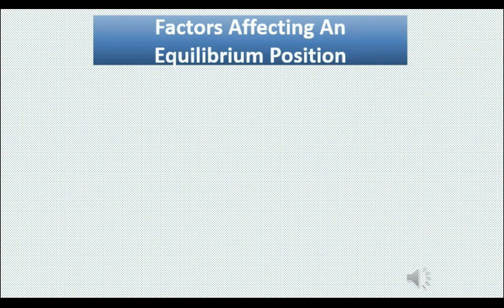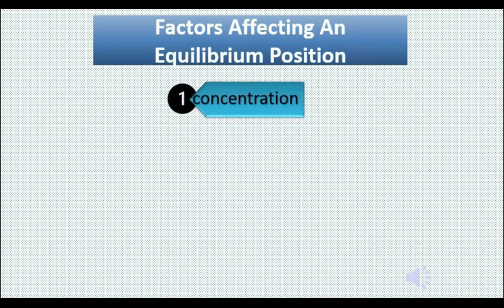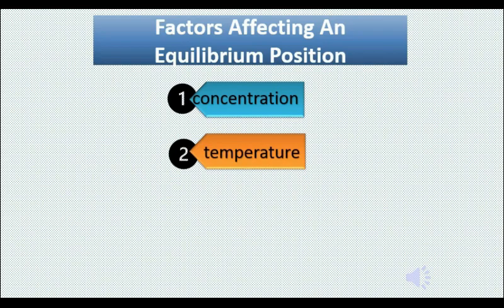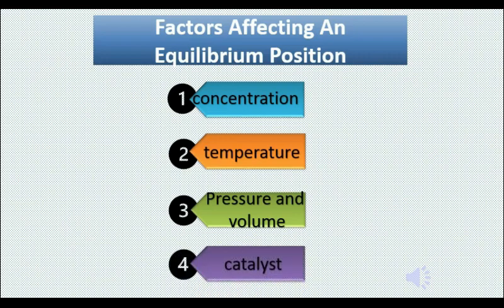As we already looked at in objective 6.3, Le Chatelier's principle, there are factors that affect an equilibrium position. The first one is concentration. The second one is temperature. The third one is pressure and volume. And the fourth one is a catalyst. So there are four factors that we will look at after this that will affect the equilibrium position when there are changes to the system.